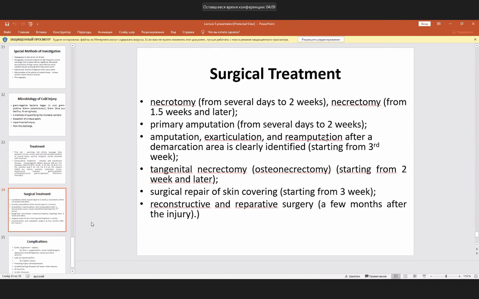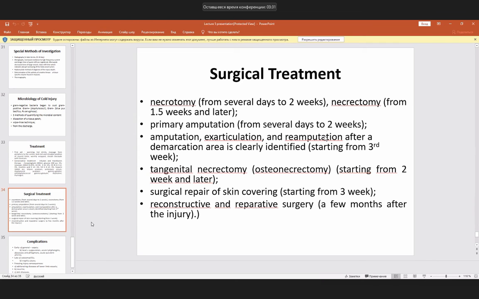Surgical treatment: necrotomy from several days to weeks, necrectomy from 1.5 weeks and later, primary amputation from several days to 2 weeks, amputation, exarticulation, and reamputation after the demarcation area is clearly identified, starting from 3 weeks.